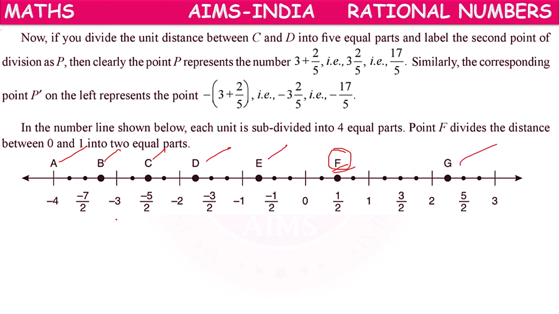Now, according to this number line, what does A represent? So directly they have given A equal to minus 4. What about B? What does B represent?